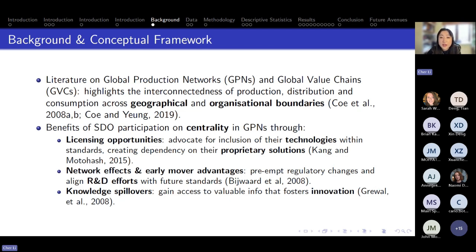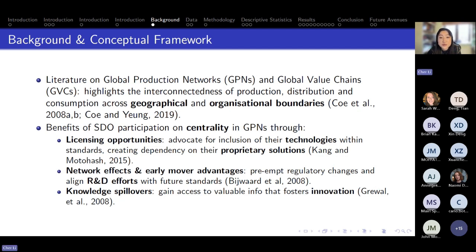Here, our main hypotheses are that SDO participation enhances a firm's position through three mechanisms. The first one is through licensing, and that particularly applies to firms that are more upstream, who are the technology developers. Firms can help create standards that enable them to embed their technologies in those standards. By advocating for the inclusion of their often proprietary technologies in standards, those companies can create dependencies on their solutions. They can then secure a revenue stream through licensing further down the line.